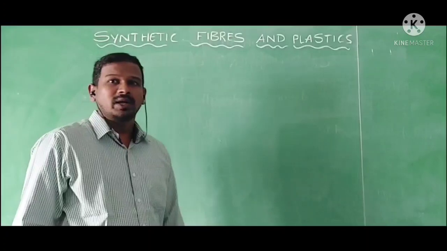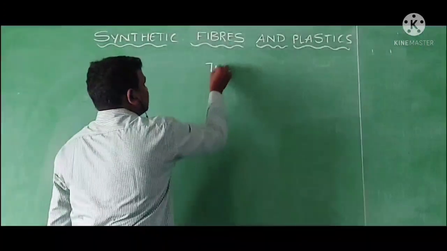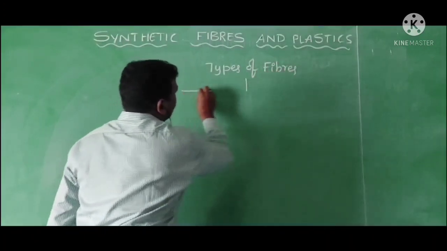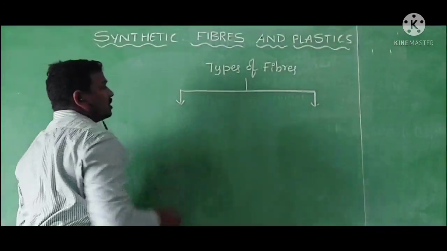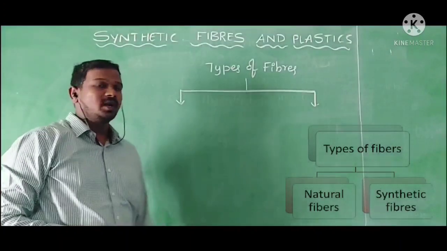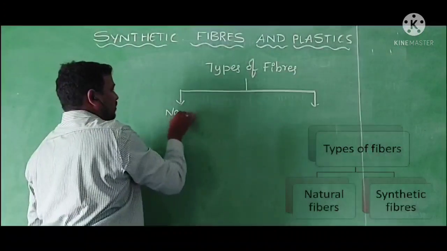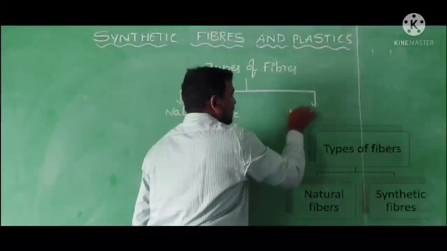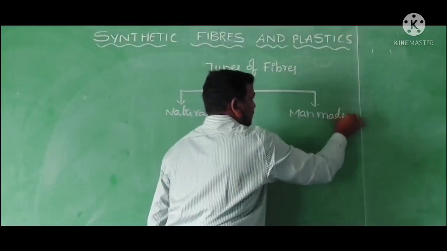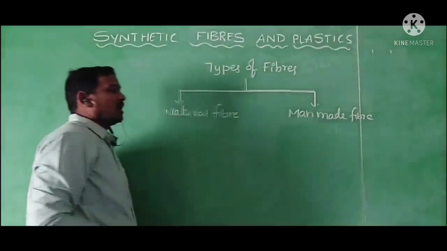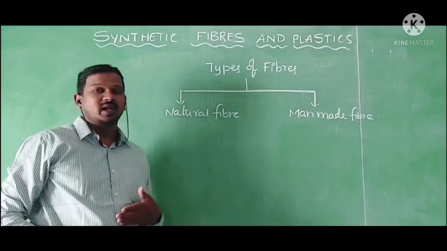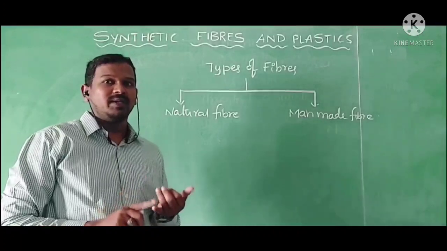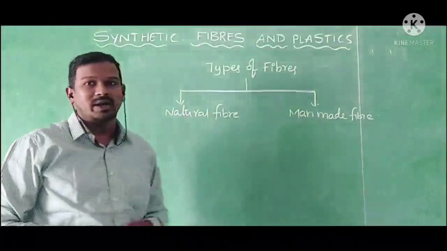Now we are going to discuss the types of fibers. There are 2 types of fibers. One is taken from nature, so we call it a natural fiber. One more is the man-made fiber. So what is a natural fiber? The fibers which are taken from animals, plants, and trees are called natural fibers.